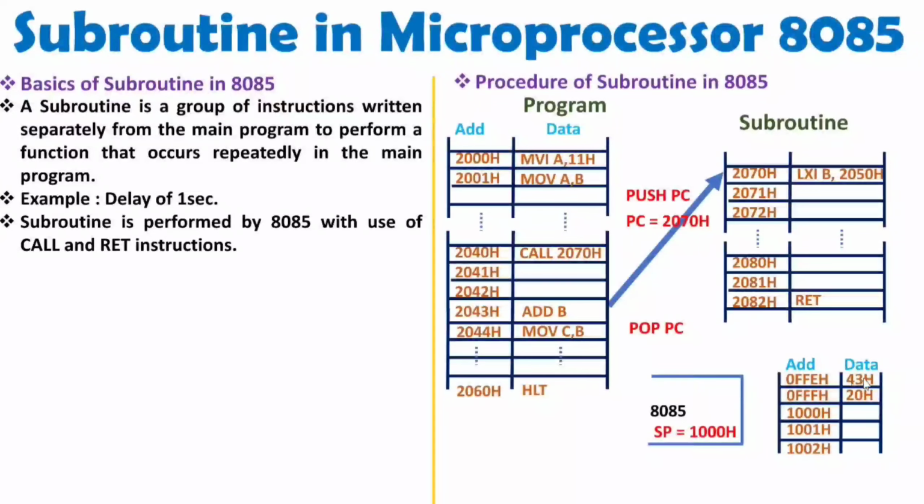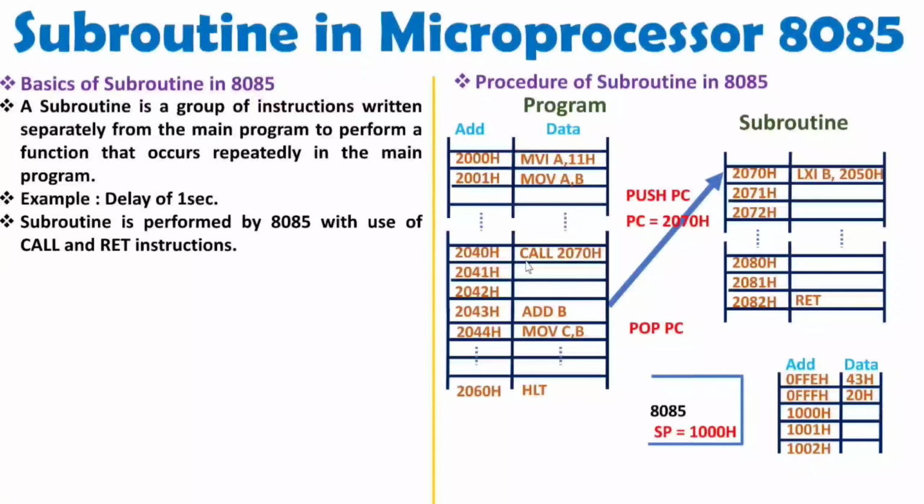It will load this data into PC, and the stack pointer will get incremented by 2, and now it will again indicate the initial address, that was 1000 hex. Now it will come to the main program at the ADD B instruction, which has address 2043, and now the main program will get executed. So my dear students, what do we do here in a subroutine?